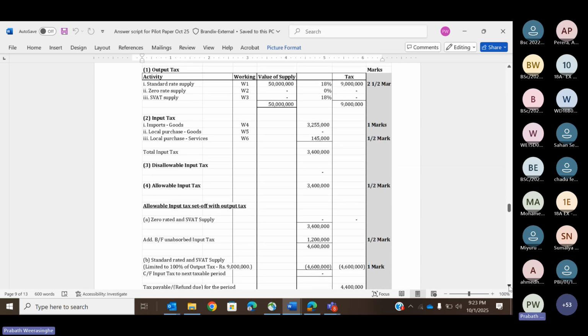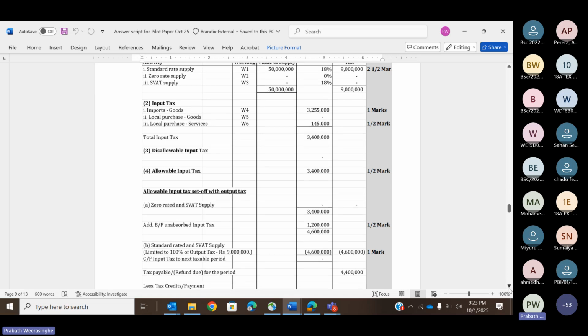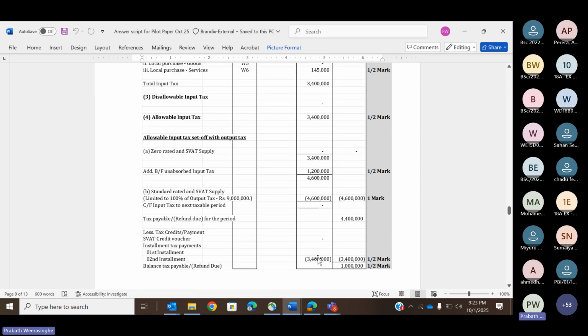That can be utilized to set off against the output tax. It is limited to 100% of the output tax. If there is more than that, say 11.6 million here, then we can claim only 9 million. Here it is below the output tax, so we claim the entire amount. The balance is the tax payable for the period. Tax payments we can deduct as a tax credit.